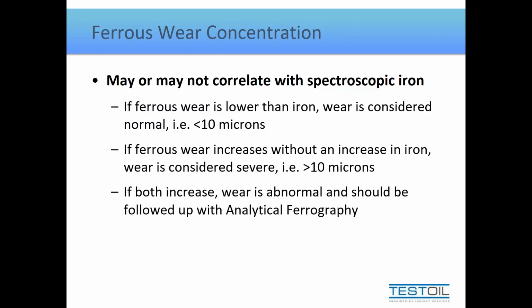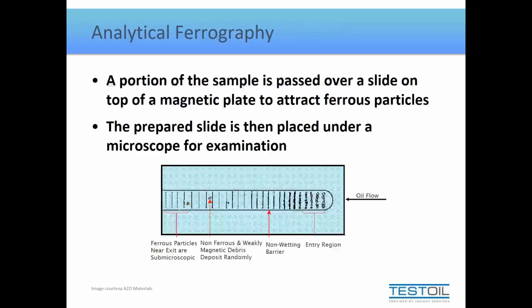Now, analytical ferrography is a bit of a forensic test. Let me see if I can simplify and give you a quick explanation of how it's done. If you look at the picture there, you'll notice the oil flows from the right to the left. That slide is actually on an incline. It is highest on the right-hand end and it is lowest on the left-hand end.